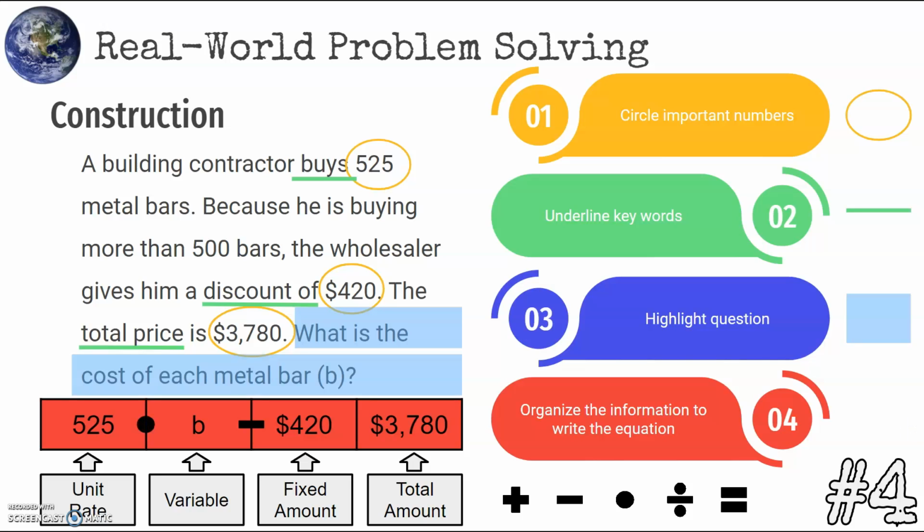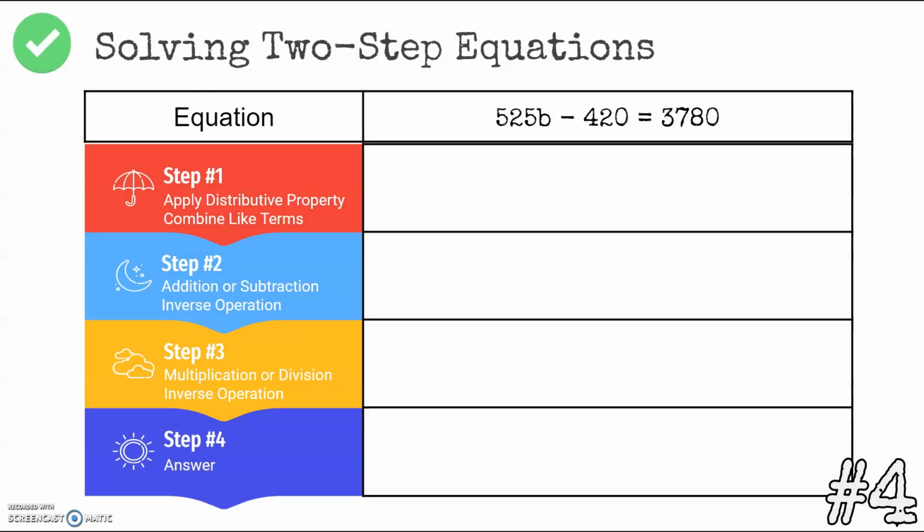When you write equations, usually you're either multiplying or dividing for the most part. When you are learning equations, you are usually multiplying or dividing that variable. Very seldom are you going to be adding and subtracting it when you're building your equation. So that multiplication sign usually goes between that unit rate and that variable. And then, of course, we're subtracting that fixed amount, and then we have our total at this point. Okay, so now you're going to rewrite your equation on this page, but you're going to get rid of all those dollar signs. So 525 times B minus 420 equals 3,780.